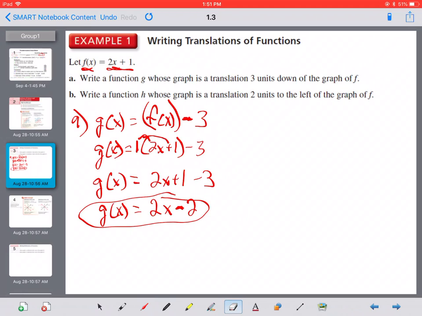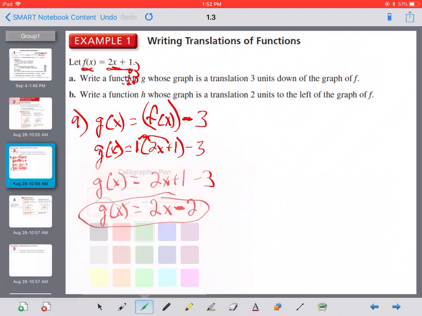And I have written an equation named g of x that has been moved down, that is f of x moved down 3. Okay, and if you notice, we went from plus 1. If you go down 1, that's at 0. Go down 1 more, that'd be negative 1. Down 1 more, that'd be negative 2. And that's where we are right here.